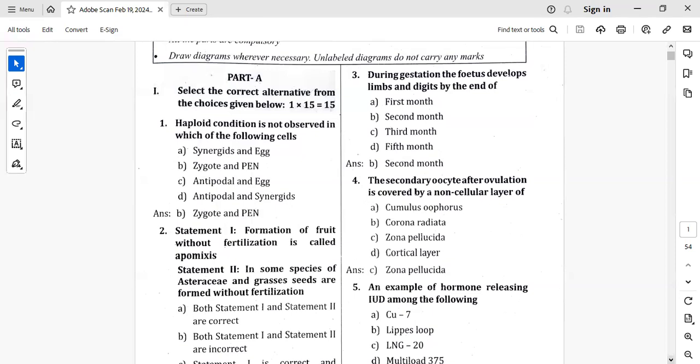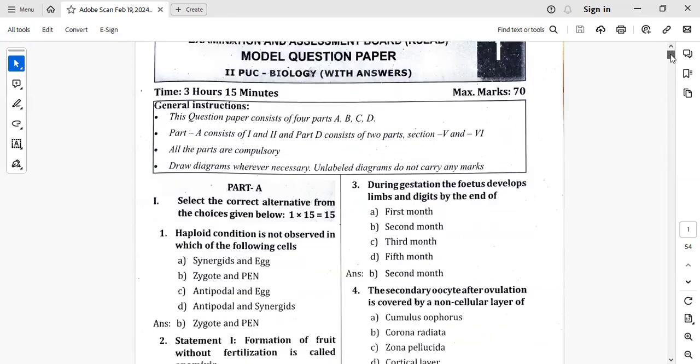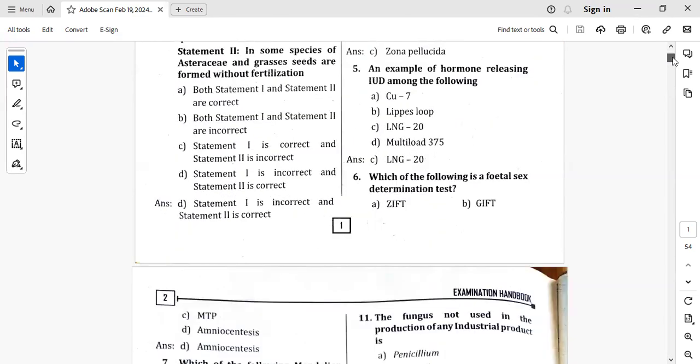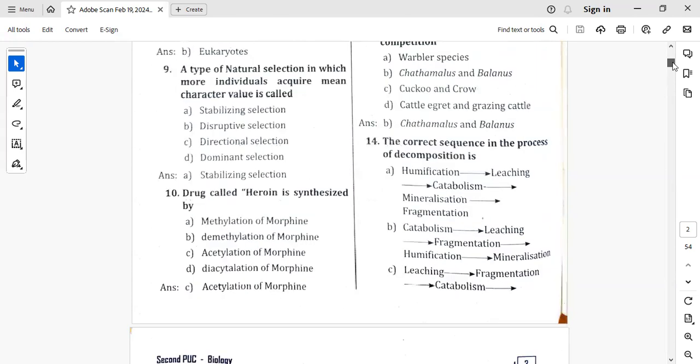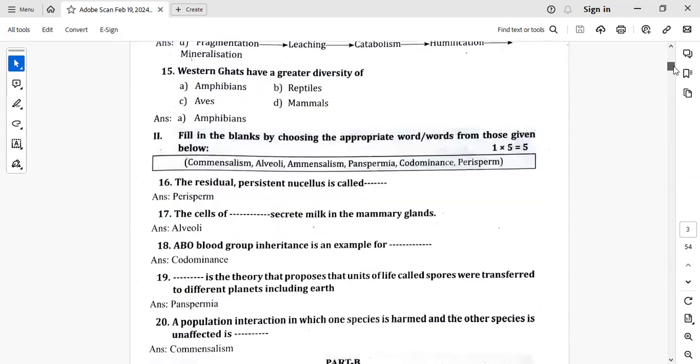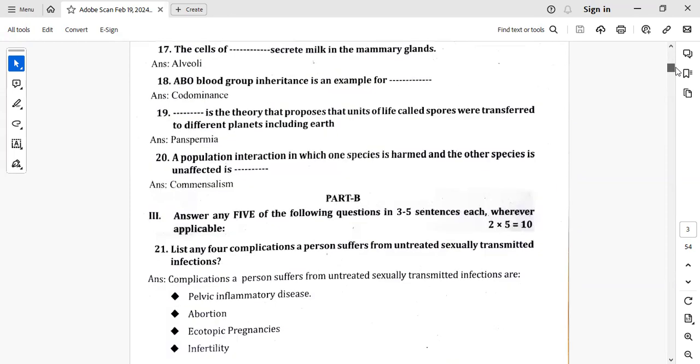As all of you know, the question papers have been changed. There are parts A, B, C, and D. Part A consists of MCQs, where four options are given. The second part of part A is fill in the blanks.